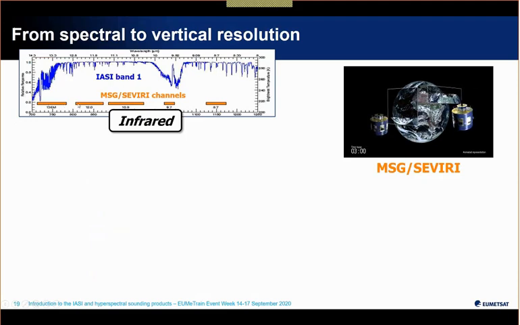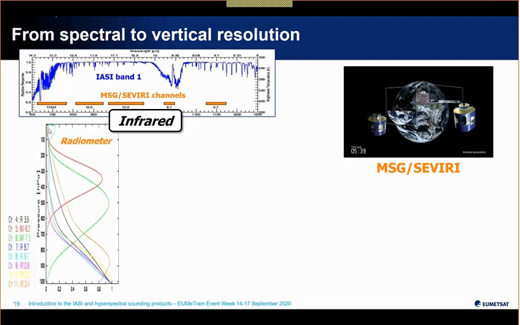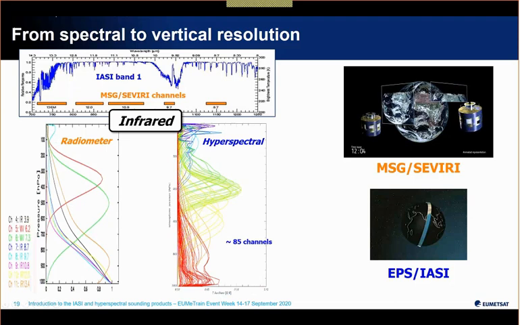And here are broadband channels of the imager MSG SEVIRI, which I think most of you will be familiar with. And what I want to show now is a function called the weighting function, that is telling you for each of the channels where the information is coming from and how it is resolved vertically. And here we are seeing that these functions for SEVIRI are really, really broad. So there's not much vertical information that we can retrieve from this instrument. It's mainly total columns usually, or maybe 2 points in the profile.